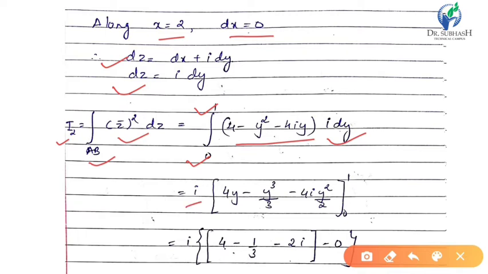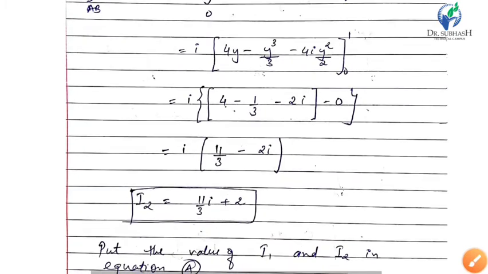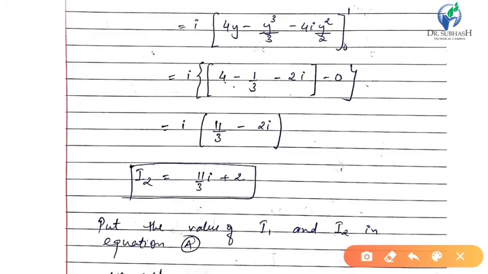I will consider the values of y. Now this I am taking common. I will just simply integrate. Integration of 4 will be 4y, y square will be y cube by 3, and y will be y square by 2. First I will substitute the limit, so I am putting 1 in place of y minus 0 in place of y. On simplifying this I get 11 by 3i plus 2.